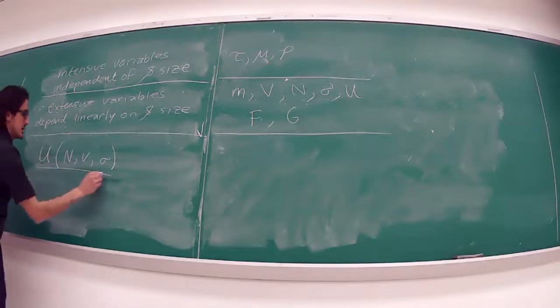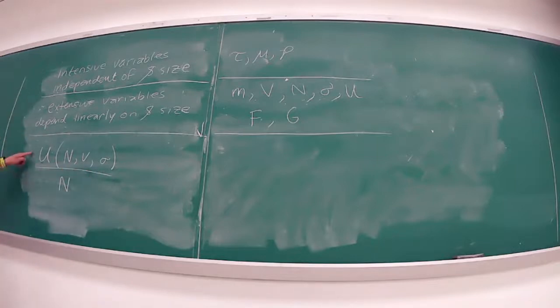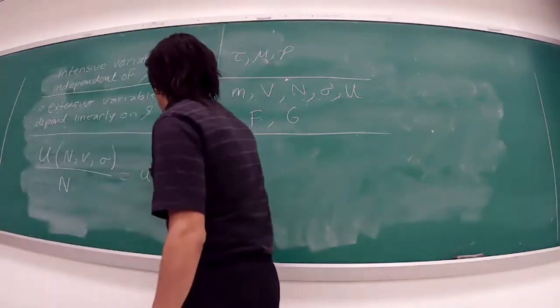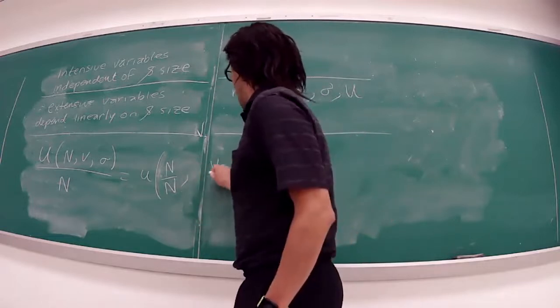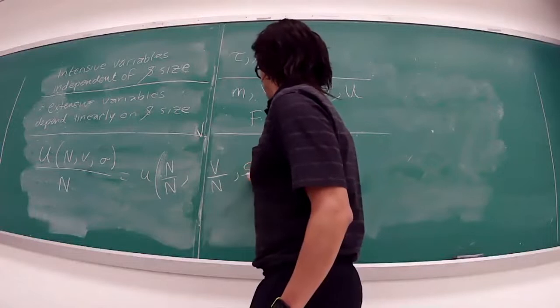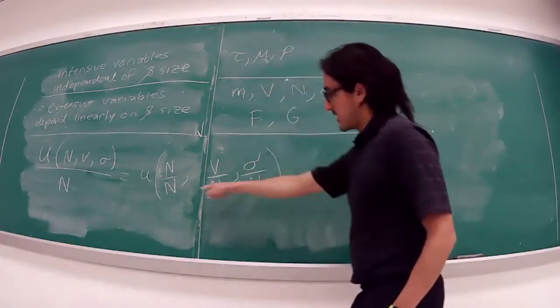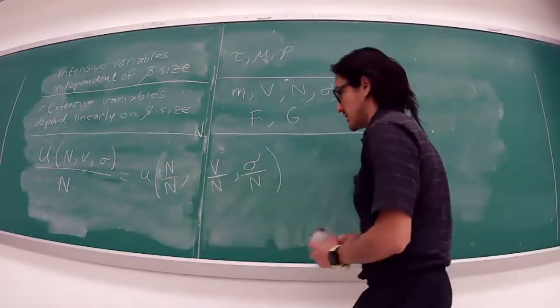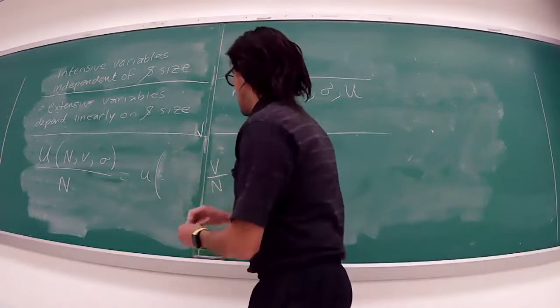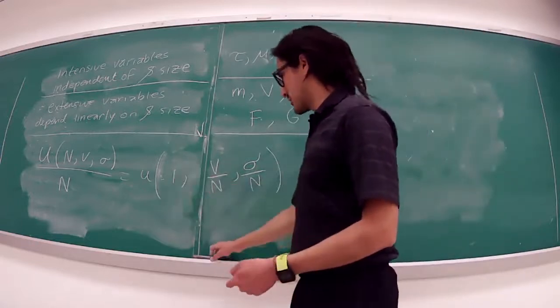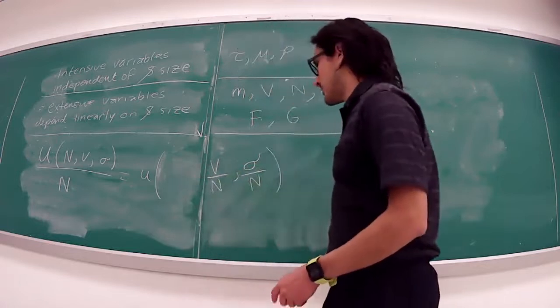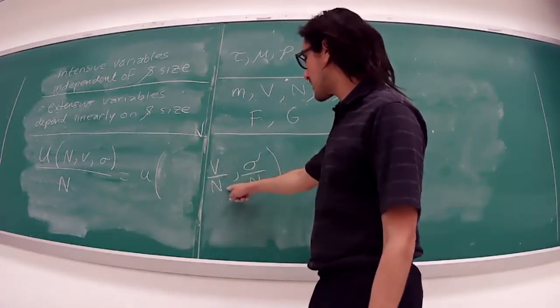So if we divide it by N, the number of particles, then we get little u, and this will be the energy per particle. It will be a function of N divided by N, V divided by N, and sigma divided by N. And this is just one. So that means that the energy per particle doesn't depend on the number of particles. We can get rid of that. It depends on the volume per particle and the entropy per particle.